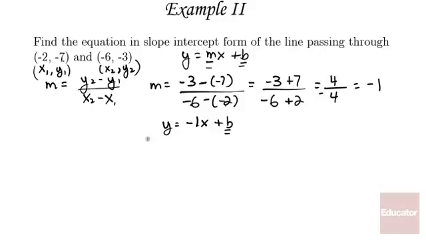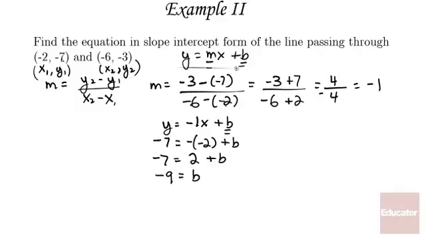So y is -7 equals negative, instead of writing -1, I'm just going to write negative times x, which is -2, plus b. Solving for b. Negative 7 equals a negative, and a negative is a positive, so that's 2 plus b. Subtracting 2 from both sides, b equals negative 9.